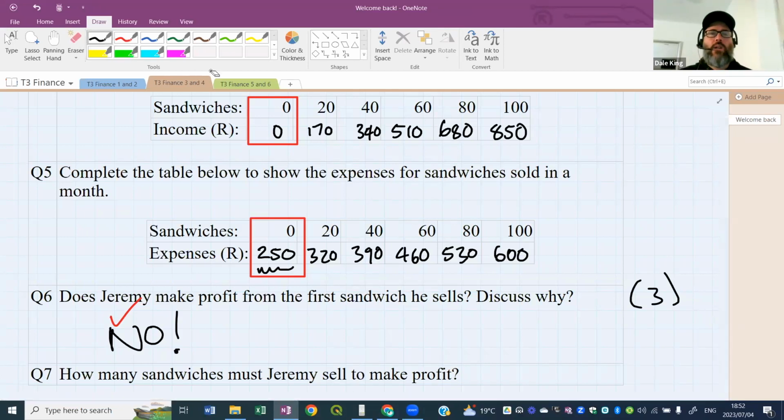All right, let me help you out here. Remember the sandwiches cost him R3.50 to make and R8.50 to sell. Think of the numbers, R3.50 and R8.50. Look how big his fixed expenses are, 250. He has a huge value of 250 that he always has to pay, no matter how many sandwiches he sells. It's a big number. And he's only getting R8.50 for a sandwich. He needs to sell a lot of sandwiches to start making some serious income.